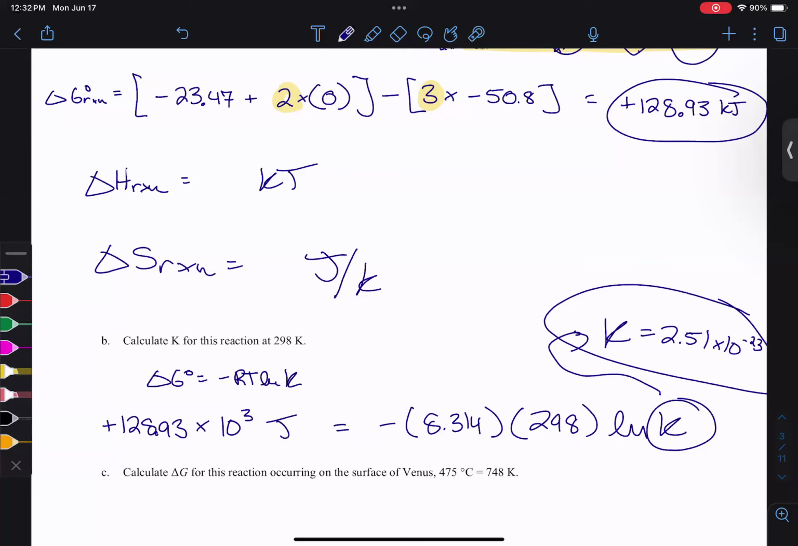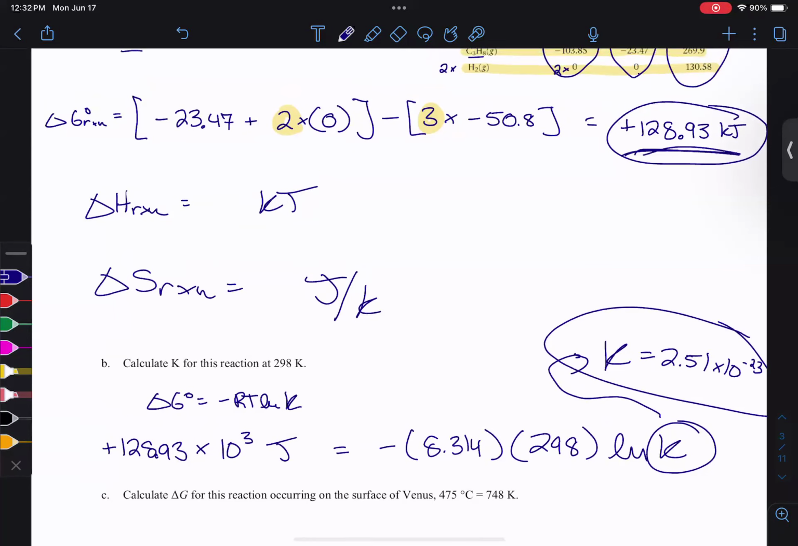If you look at the sign of delta G that we solved for earlier, it's a very positive number. So is this reaction really spontaneous? It is not. So a very small value of K makes a lot of sense. This reaction doesn't need to move in the forward direction at all to achieve equilibrium. It actually has to move backwards. It has to produce more reactants in order to get that small value of K. All right.